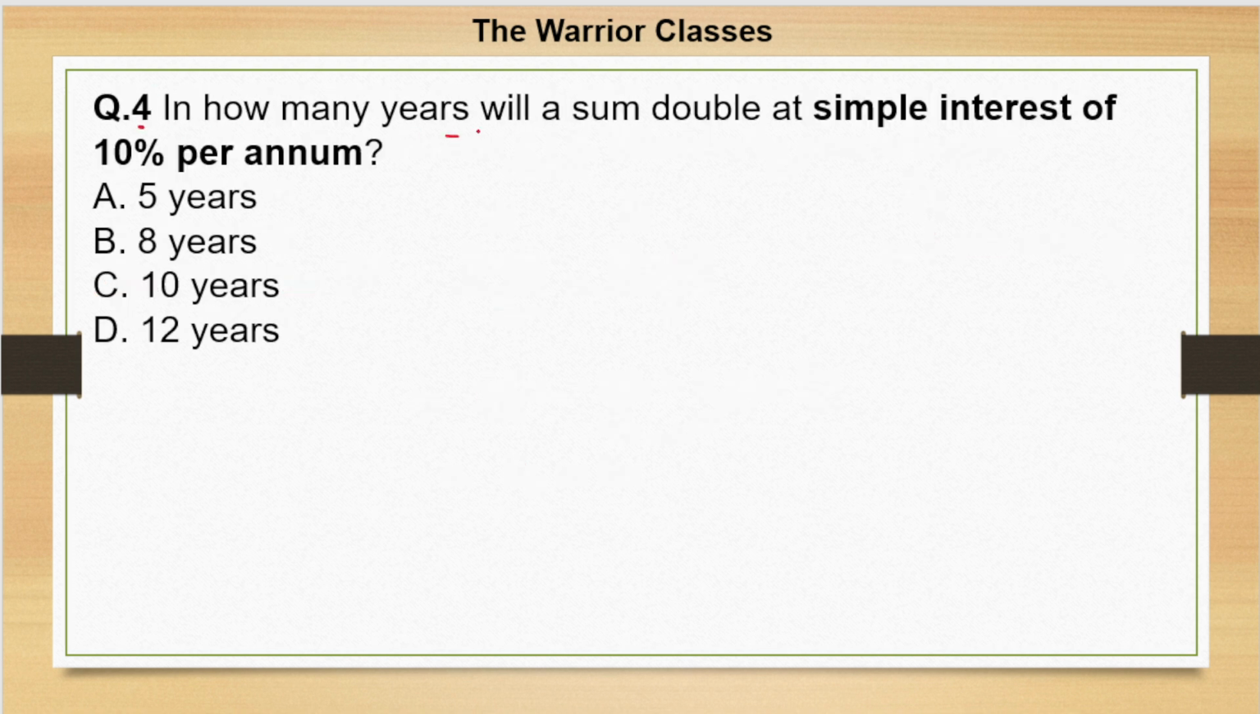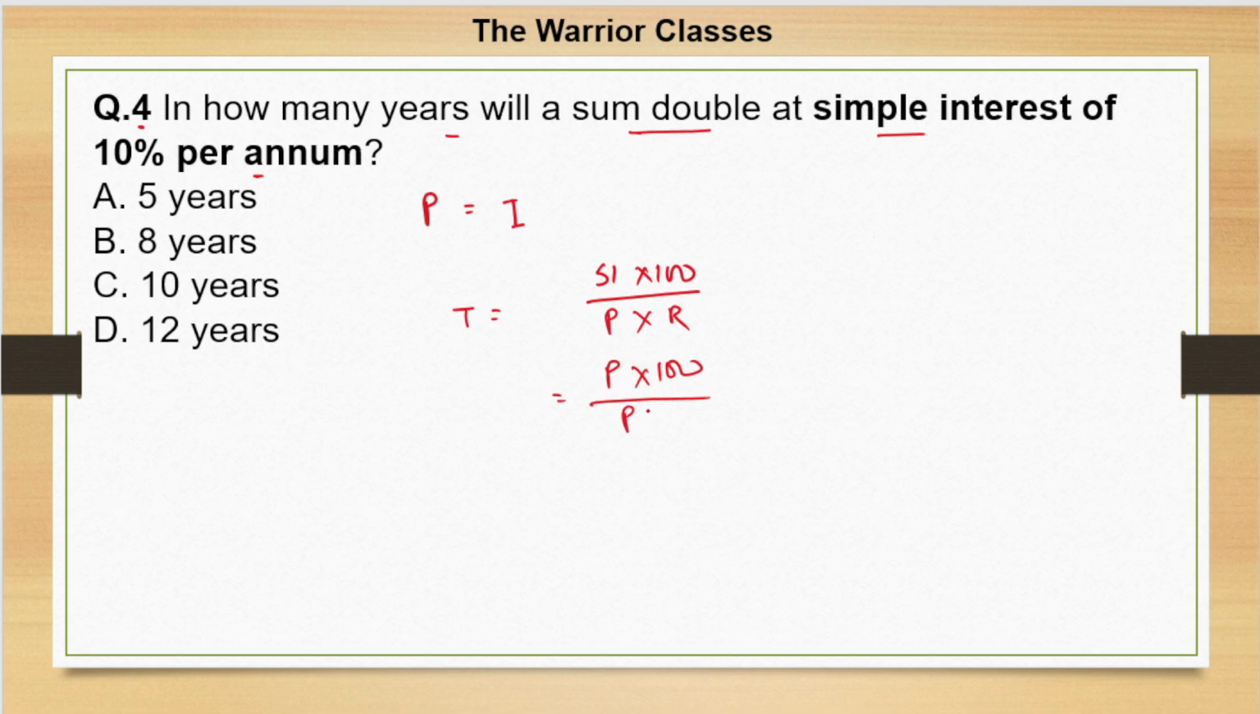In how many years will a sum double at simple interest of 10% per annum? So principal doubles means the interest will be equal to principal. So we know the value of time. Time formula is SI multiplied by 100 divided by principal multiplied by rate of interest. Now SI is P. So P multiplied by 100 divided by P multiplied by R.